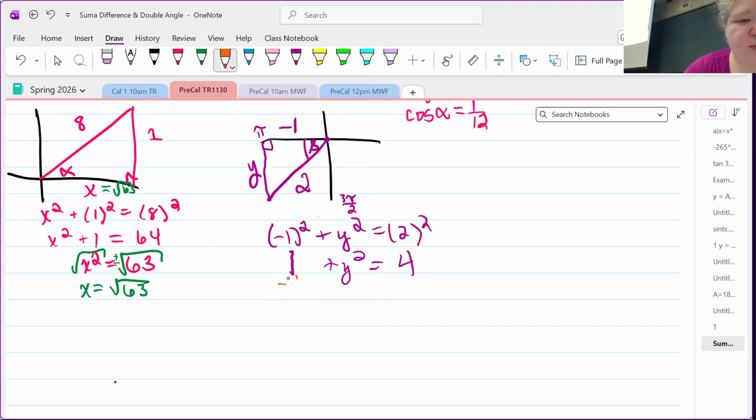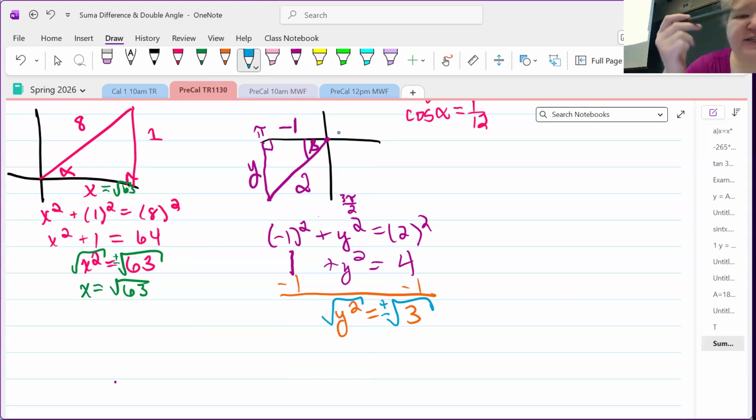Then on this next step, we subtract 1 from both sides. So y squared equals 3. I'm getting ahead of myself. And then we square root both sides, and we have the plus or minus there. Now, in our quadrant 3, we went left. That's why that side is negative. We're going down. So this side also needs to be negative.